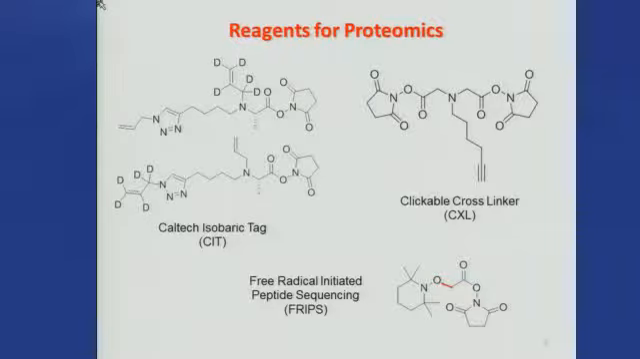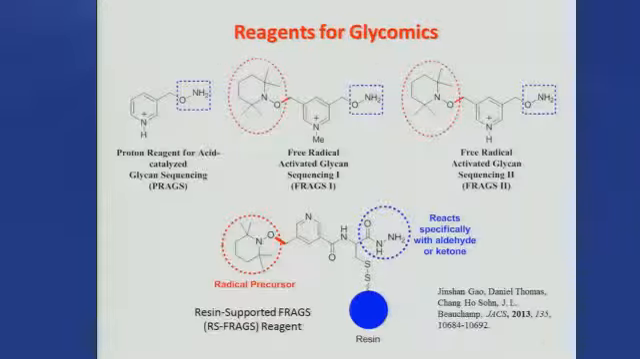And the free radical-initiated peptide sequencing, or FRIPS reagent, I will explain a little more on the following slides. But the reagents for glycomics, and we'll discuss these in great detail, are really based on the work that we did earlier, mainly with the FRIPS reagent. So I'll tell you basically what these are and how they're used for glycan structure determination. The initial part of this work just appeared a few months ago in JACS.